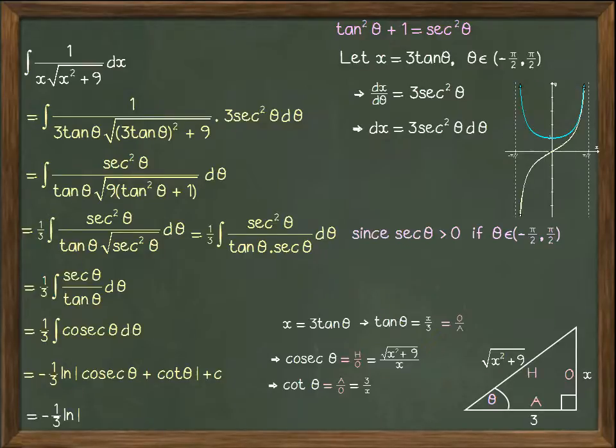So my final answer is minus a third ln. Cosec is now the square root of x squared plus 9 over x, and cot theta is 3 over x, plus my constant.